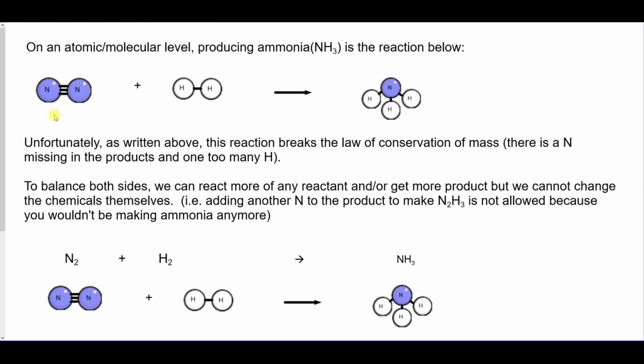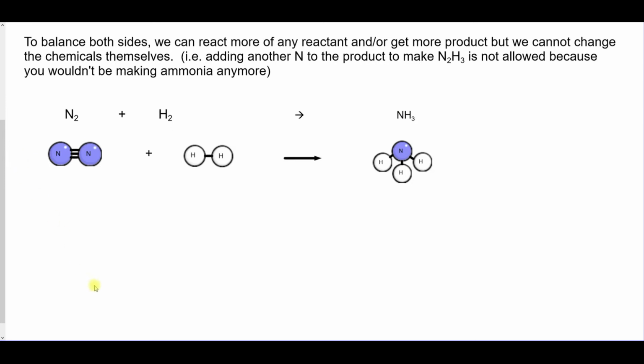This is the Haber equation, and it is creating ammonia. But this breaks the law of conservation of mass. There are 2 nitrogens on our reactant side and only 1 on our product side. We have 2 hydrogens, and in our product we have 3. We can add more of a complete molecule, but we can't change it, because if we changed this formula somehow, then you're not making ammonia.